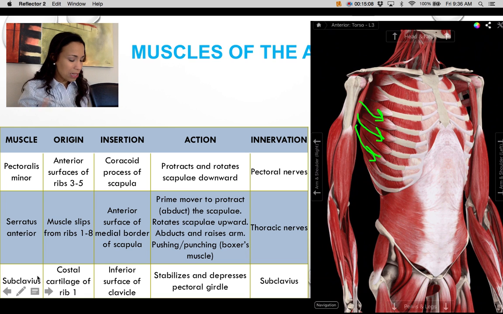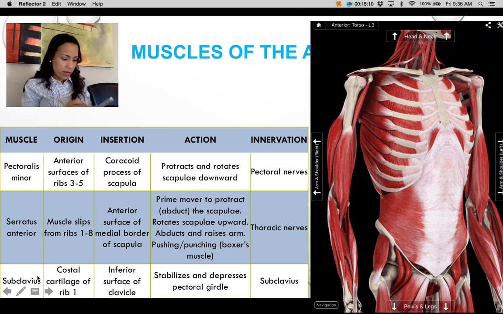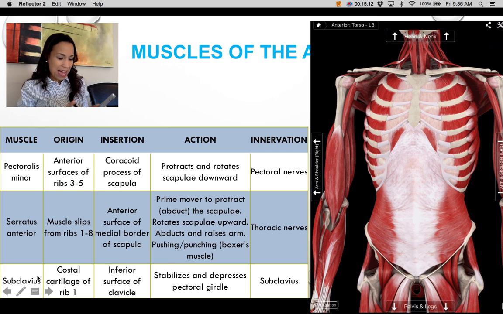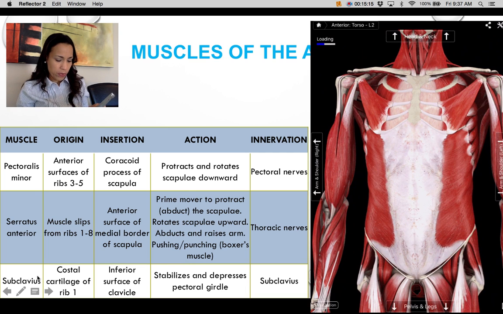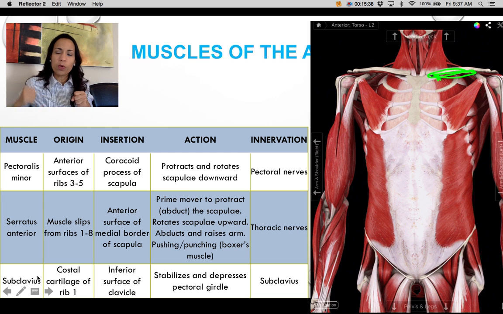Now, the subclavius, look at the subclavius right in here. I'm going to add a layer because I don't see it in here. Remember, the origin of all of these 3 muscles is on the ribs. And this one is on the first rib, and it inserts under the clavicle. The important action of this muscle, honestly, is just to stabilize the pectoral girdle and depress the clavicle while we are performing all of the movements that we just described.